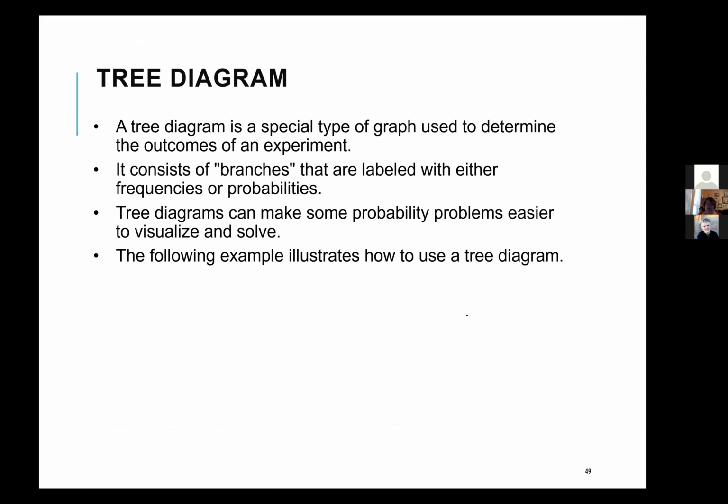All right, a tree diagram is a special type of graph used to determine the outcomes of an experiment. So a tree diagram is a way of finding your entire sample space, all the possible outcomes of an experiment. It consists of branches that are labeled with either frequencies, so the number of outcomes, or the probability of that outcome. Tree diagrams can make some probability problems easier to visualize and to solve. So let's look at a tree diagram.